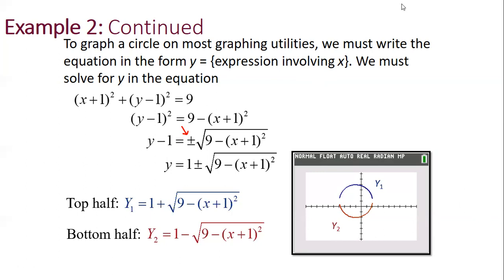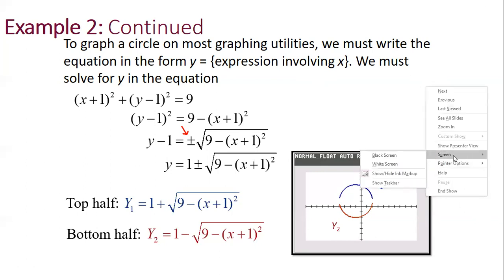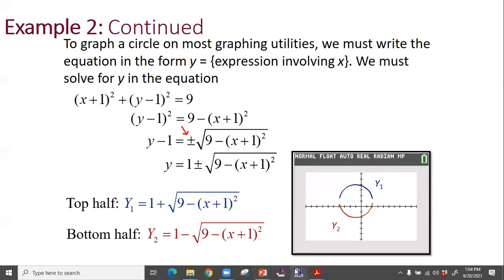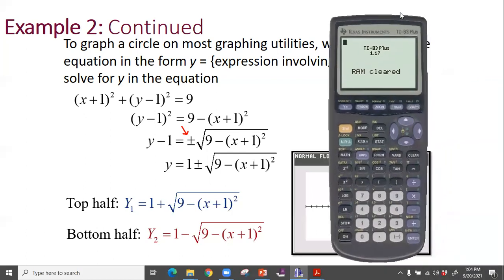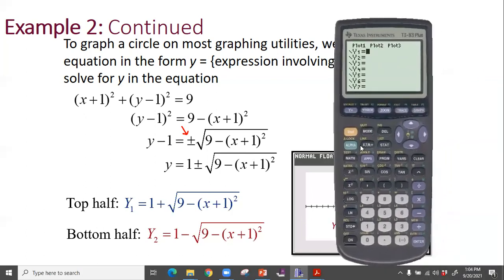Come on, Old Faithful. I'm going to go to y equals. I'm going to type in 1 plus the square root of 9 minus parentheses x plus 1 close parentheses squared, close the square root. And then I'm going to repeat that.